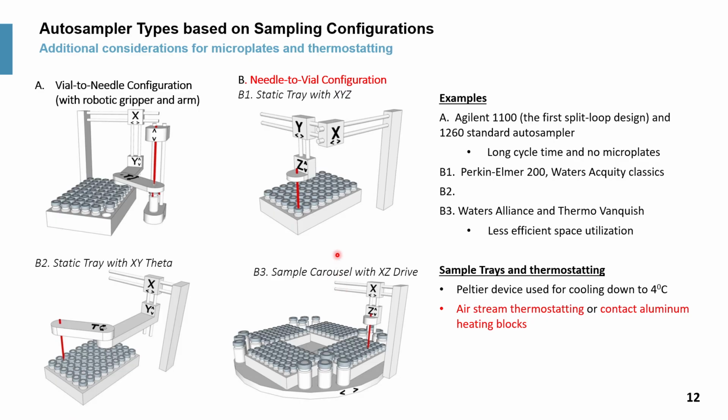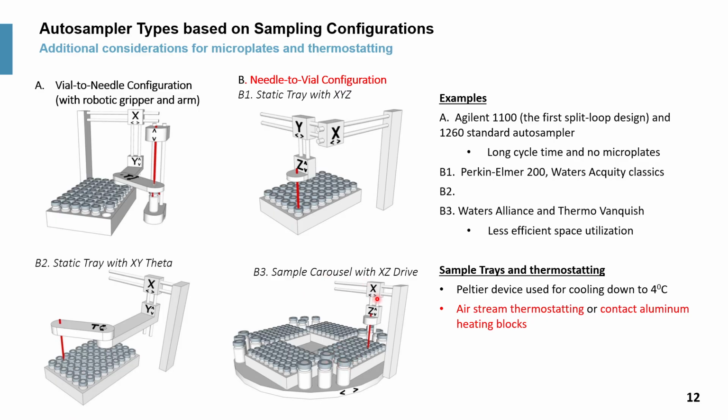Most of the other autosamplers use a needle-to-vial configuration, and there are several popular configurations, starting with XYZ, which we described earlier in the PerkinElmer Series 200 autosampler. Also, you have different types of positioning on the arm. You have the X and Y theta with the angular configuration shown here. You can find an example of this one. And also you have a carousel type of configuration, which can fit either vials or microplates.